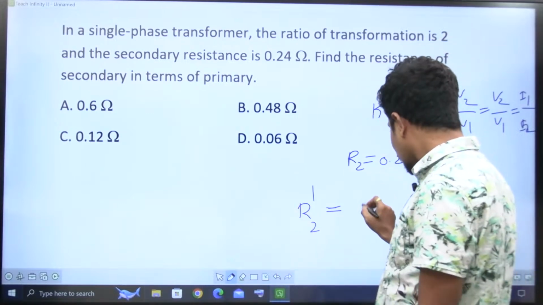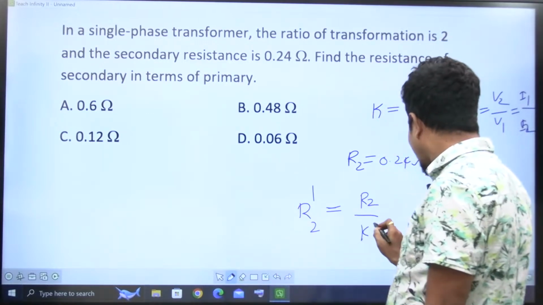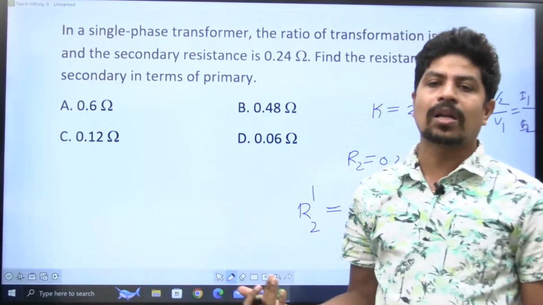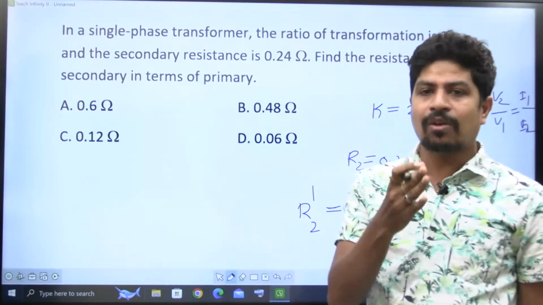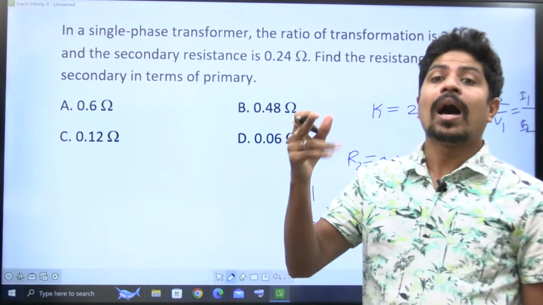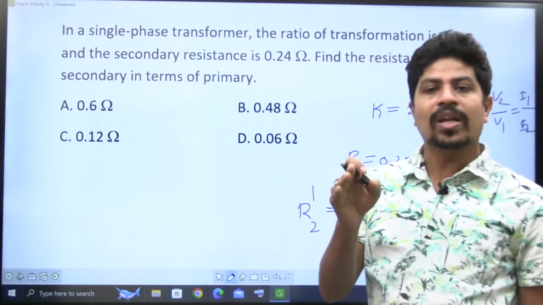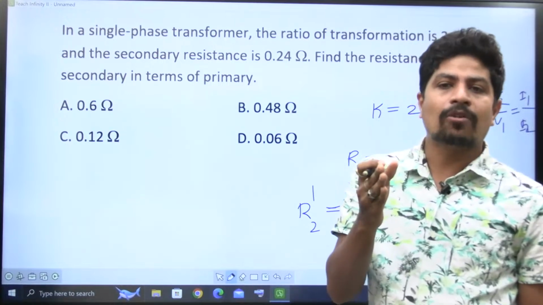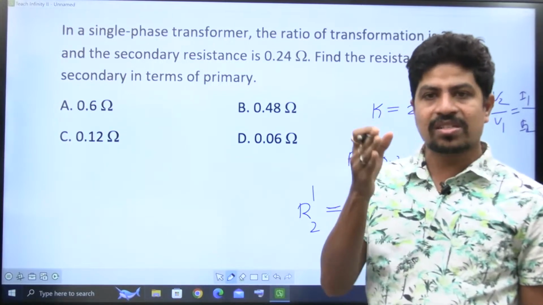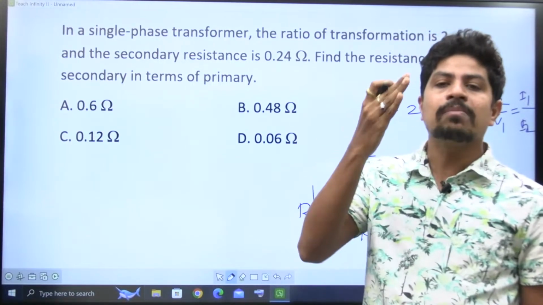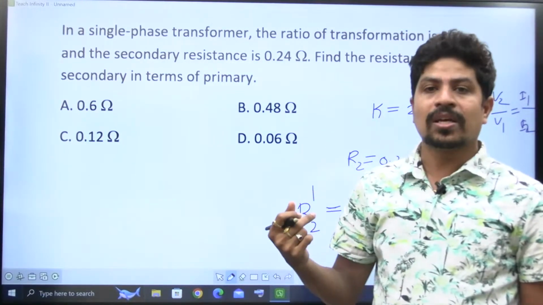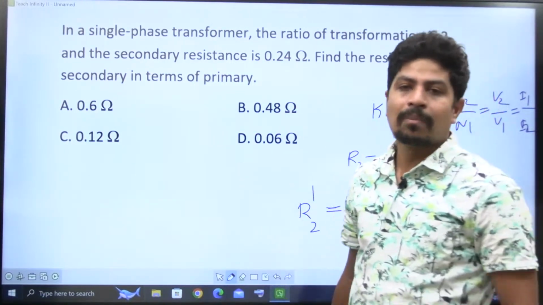Okay, that is nothing but R2 by K square. If you refer from primary to secondary, it will be R into K square. If you are referring R1 to secondary, then R1 dash will come, that R1 dash is equal to R1 into K square. Any impedance means it is going to have both the resistance and reactance. If you are referring impedance from primary to secondary, it will get multiplied by K square. If you are referring impedance from secondary to primary, it will become divided by K square, right?